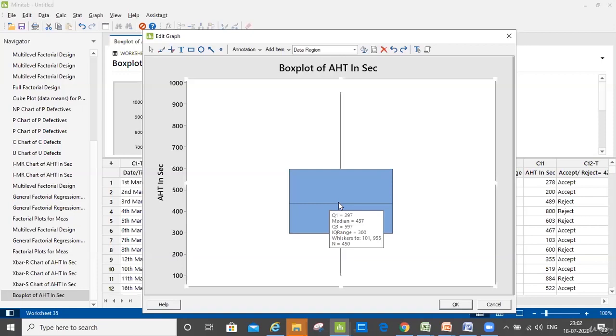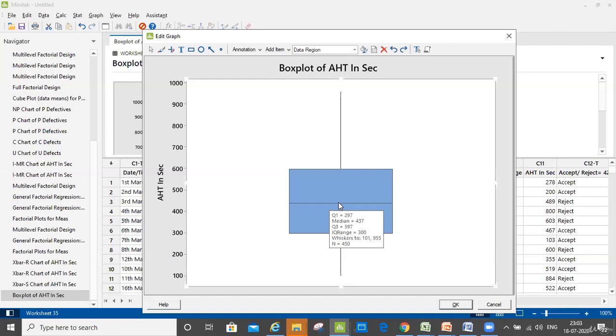Okay. So if you want to interpret this example of AHT, it basically first of all tells you how your data is segregated. First 25%, second 25%, the remaining 25%, and the last 25%. Okay. So the average is 437, and between 597 and above, the last 25% lies in. So that's what your focus is.